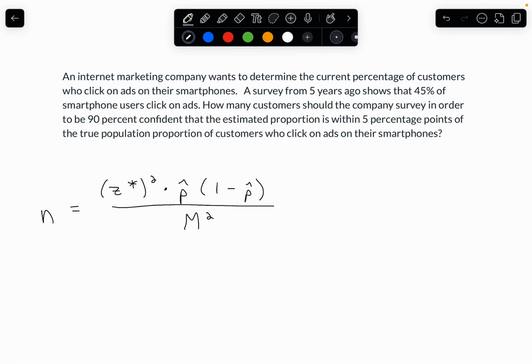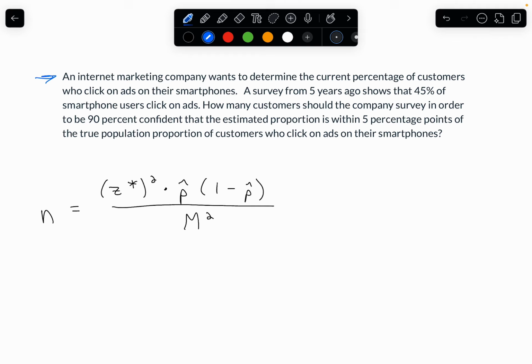We're going to practice utilizing the formula that we derived in the last video, where we're going to calculate the minimum sample size required in order to achieve a certain margin of error. So in this problem, we've got an internet marketing company that wants to determine the current percentage of customers who click on ads on their smartphones.